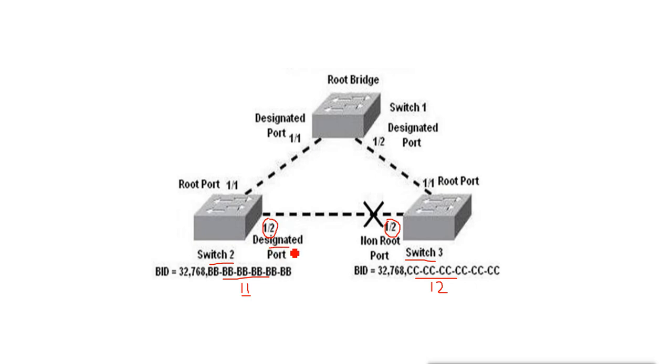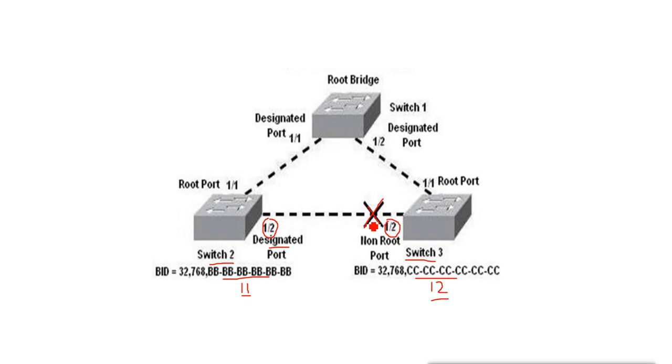It will remain the port in designated, and switch 3 loses the battle, so what will it do? It will disable its port. It will become a blocked port and go to the blocking state. And now the loop is not happening because they have blocked the looping port.